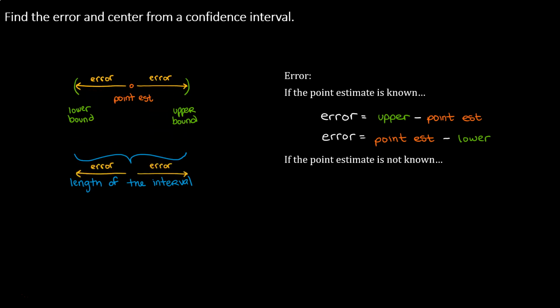If I take the total length of the interval, I know I'm looking at twice the amount of error. So if I can find the length of the interval, I just need to split it in half, and that would be equal to the error.